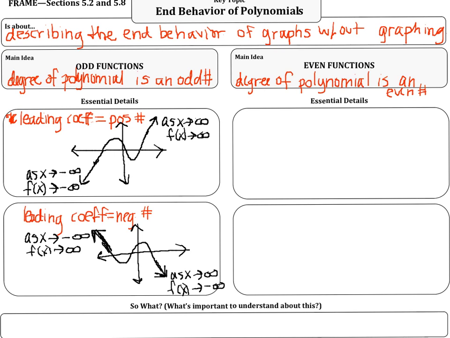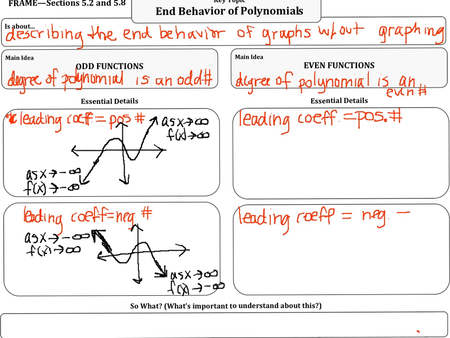So now let's look at even functions. Again, we're going to talk about our leading coefficient being positive versus negative. So our first one, if our leading coefficient equals a positive number. And on the bottom here, we're going to say if our leading coefficient equals a negative number.